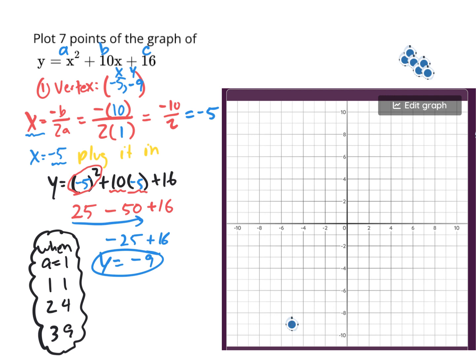From the vertex, you're going to go 1, 1. That's not a coordinate, but it is a pattern from the vertex. That means 1 over, 1 up. And it doesn't matter if you go over to the right or to the left.